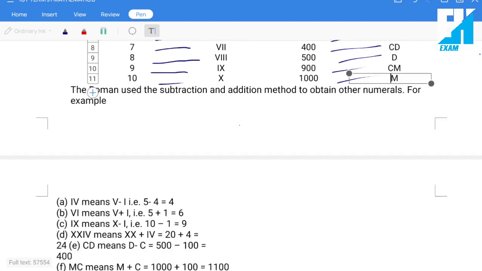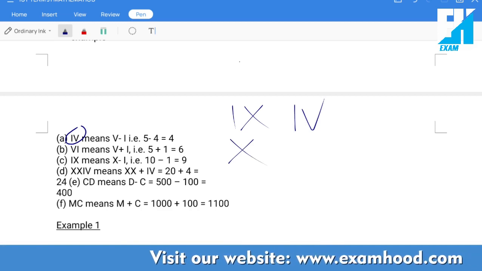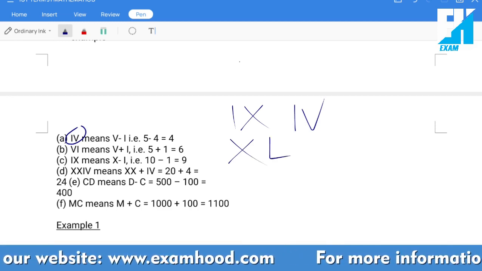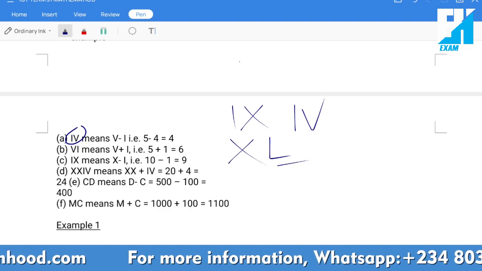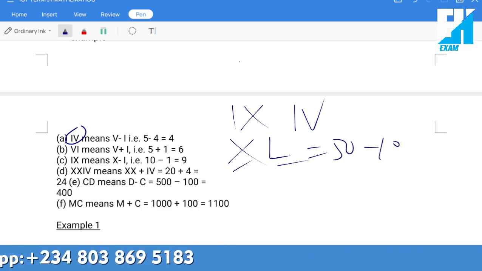For example, IV. You just have to look at it. When the smaller number comes before the bigger one, you should know that that's subtraction. The same thing applies in IX, the same thing in XL. You know that L is bigger than X. This is 50 and this is 10. So it means that 50 minus 10 will give you what?